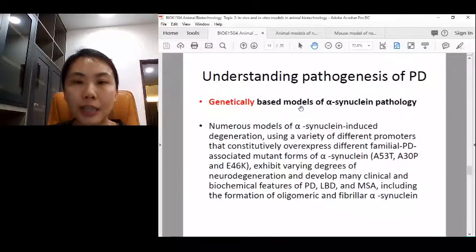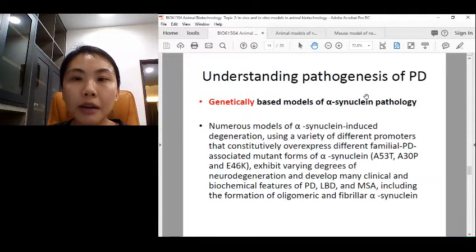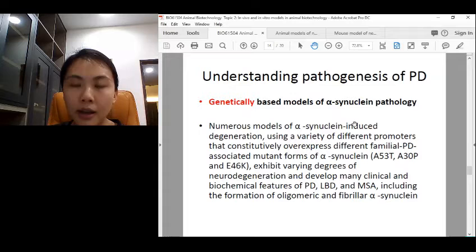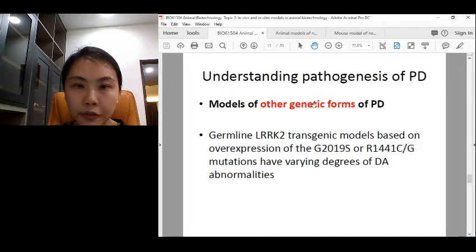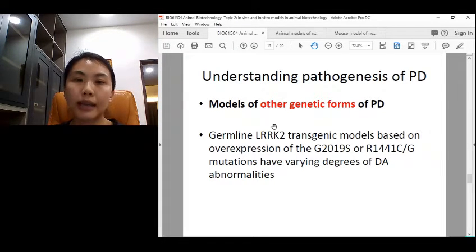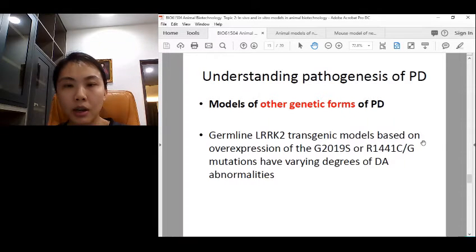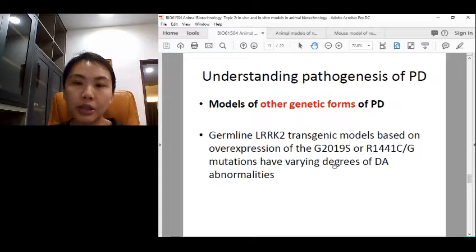And they will also have genetically based models for the alpha-synuclein pathology. As you can understand from our previous slides, alpha-synuclein is the aggregates of the Lewy bodies within the neurons. So they are using genetic models of this alpha-synuclein gene, using a variety of different promoters that promote the mutant form expression of the alpha-synuclein. All right. And we have other genetic forms of the Parkinson's disease model, which looks at different genes. So they have germline LRRK2 transgenic models, which is based on overexpression of the gene mutations, which shows different degrees of dopaminergic abnormalities.